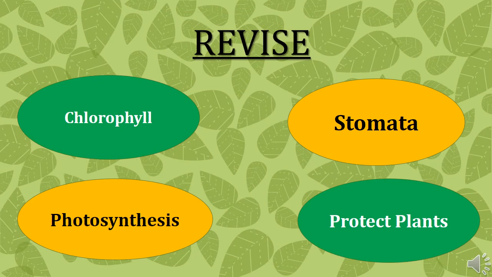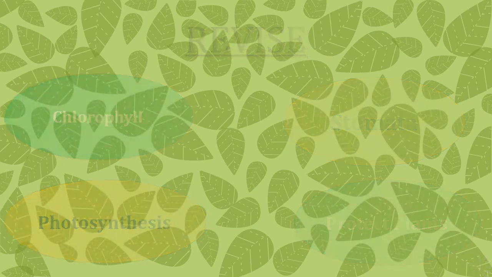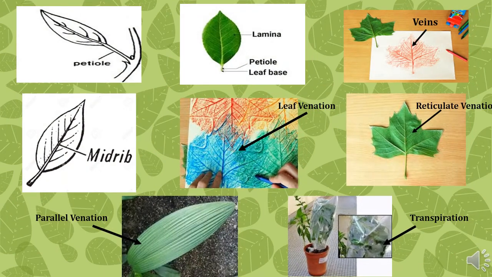It's time to revise what we have studied in today's class. Chlorophyll, the green pigment in the leaves. Stomata, the small holes in the leaves. The process by which plants make their food is called photosynthesis. We should protect plants. The part of the leaf by which it is attached to the stem is known as petiole. The broad green part of the leaf is called lamina. The lines on the leaf are called veins.